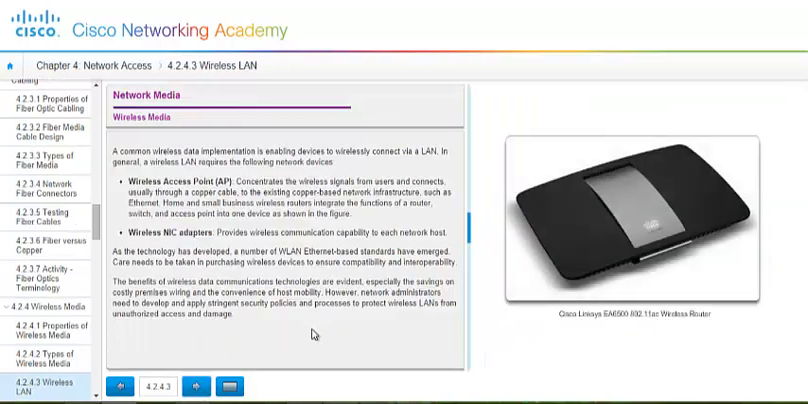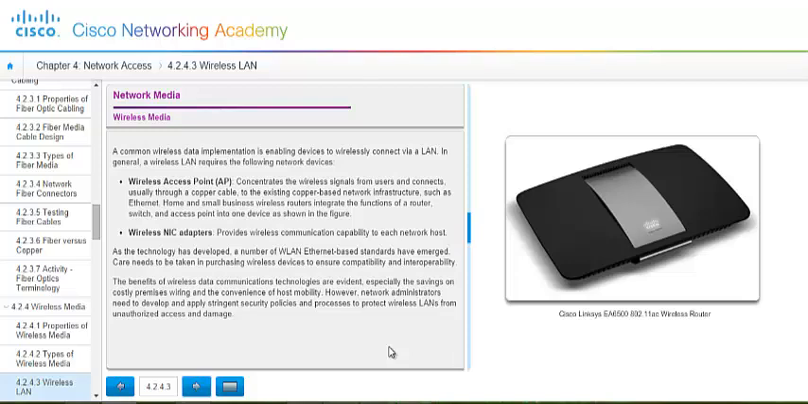A common wireless data implementation is enabling devices to wirelessly connect via a LAN. In general, a wireless LAN requires the following network devices. You need a wireless access point, which concentrates the wireless signal from users and connects, usually through a copper cable, to the existing copper-based network infrastructure, such as your Ethernet. In home and small business settings, wireless routers are usually integrated into the functions of the router or the switch that you use in your home. You also have a wireless NIC adapter, which provides the wireless communication capability to each of your network devices or network hosts.